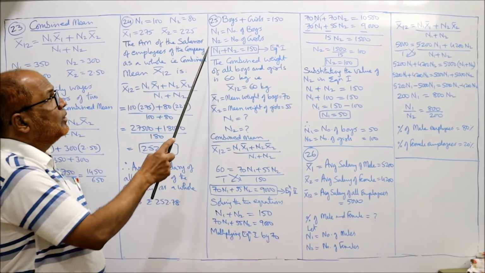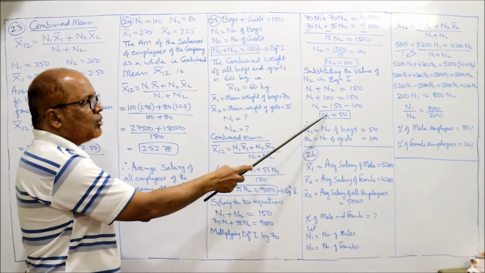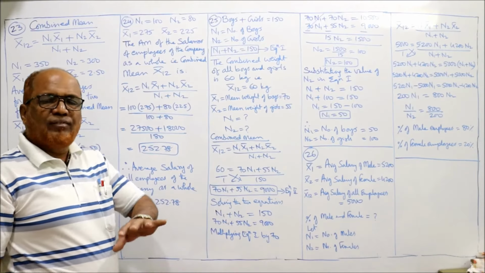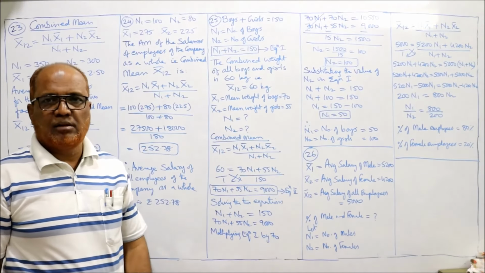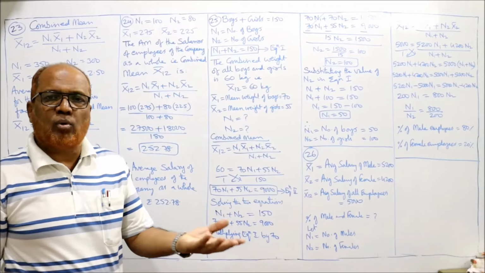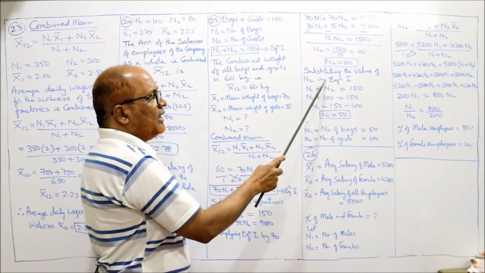What is n2? Number of girls. ये आ गया, n2 is equal to 100. तो 150 students में से 100 students are girl students. तो automatically 50 students are boys. Understood? Now substituting the value of n2 in equation 1.